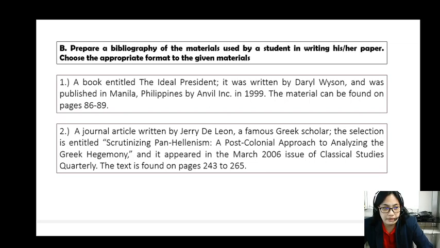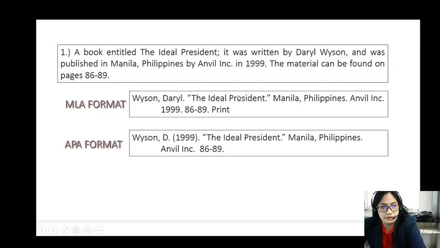So, prepare a bibliography of the materials used by a student in writing his or her paper, and choose the appropriate format for the given materials. Let's check first item number one: a book entitled The Ideal President. It was written by Daryl Wyson and was published in Manila, Philippines by Anvil Inc. in 1999. The material can be found on pages 86 to 89.